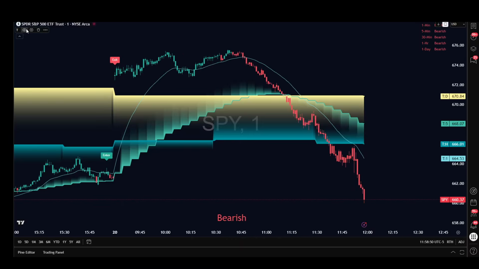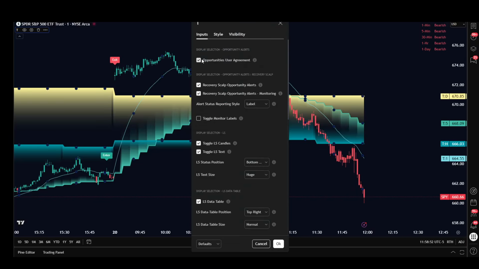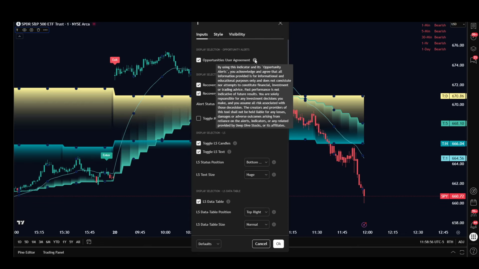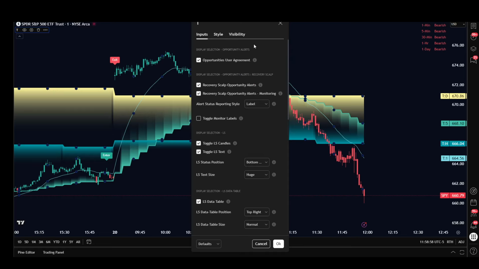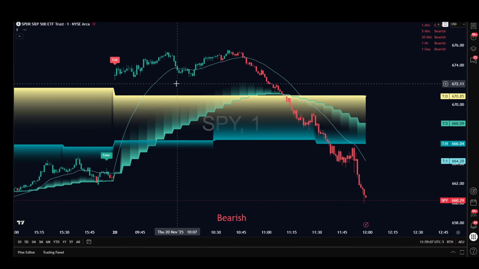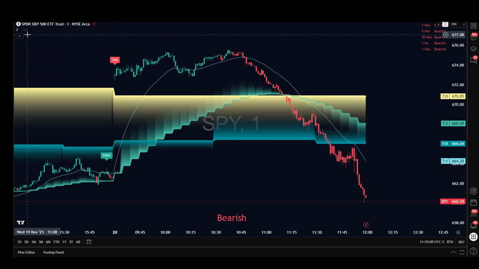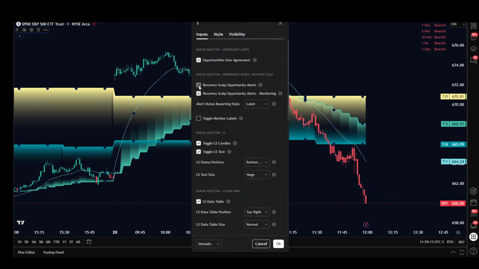Now going into the settings, the first thing a user will do is click the opportunities user agreement. This releases all liability from deep dive stocks for any potential losses. And the next section is the scalp alerts. So if you don't want those on your chart, you can just toggle them off here and you'll see them disappear from your chart as soon as these three bars finish loading, like so, and I'll put them back on.